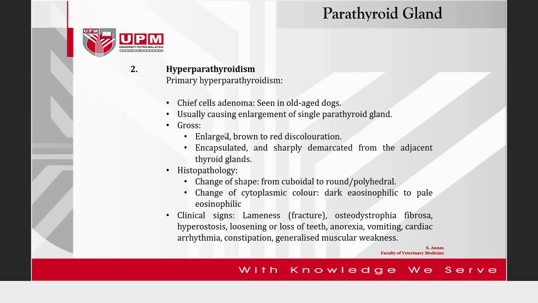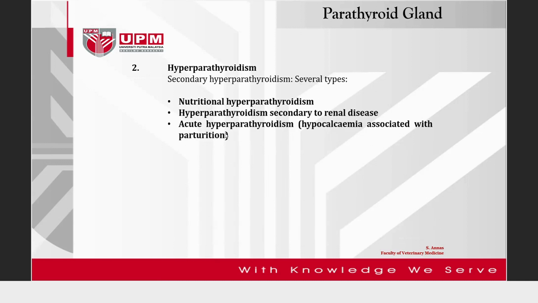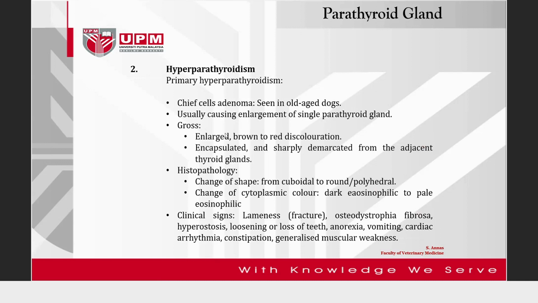In terms of the clinical signs, it is associated with lameness due to bone pain or because of a pathological fracture, right? Because of lack of mineralization of the bone, and facial deformity due to fibrous tissue replacement, hyperostosis, loosening or loss of teeth, anorexia, vomiting, arrhythmia, constipation, and so on. That is for primary hyperparathyroidism.